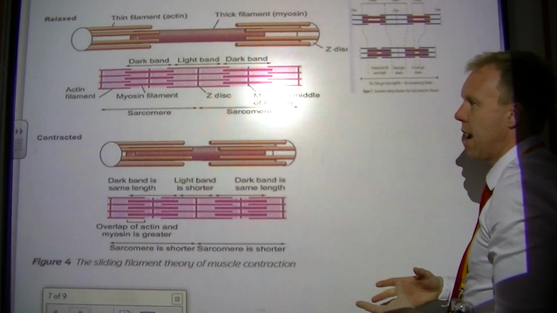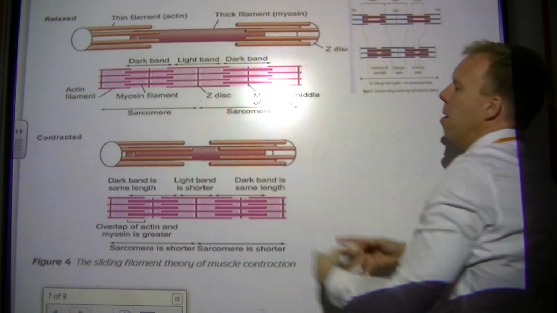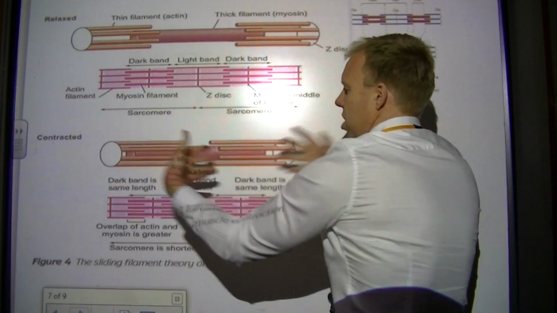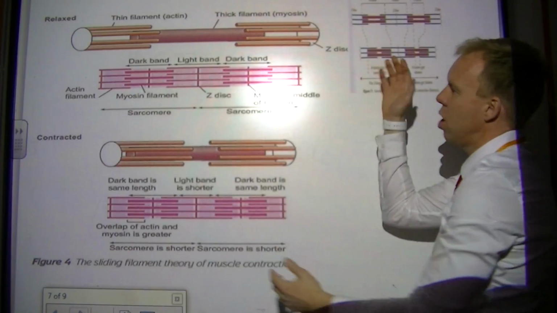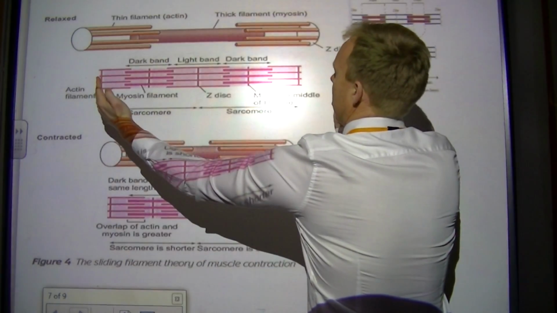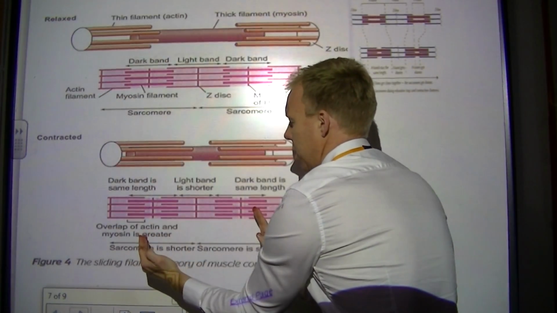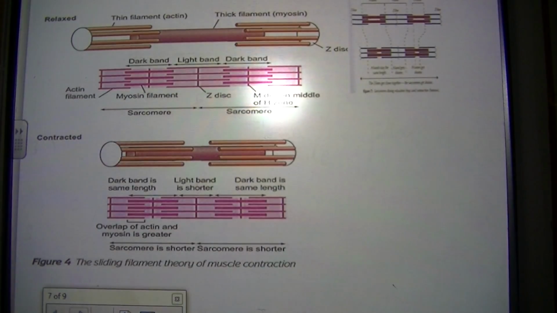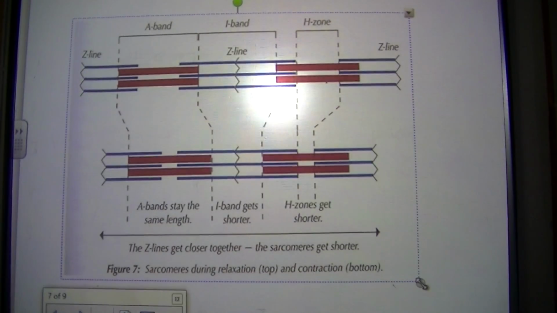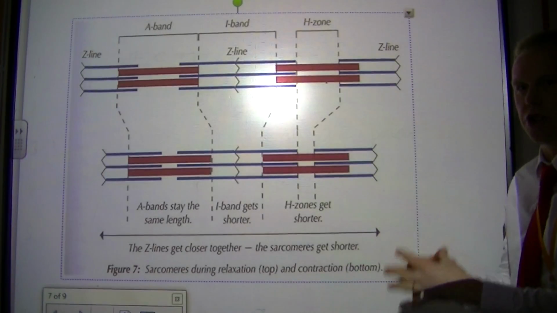Okay, and I've got two diagrams to represent that. Actin sliding over the myosin for muscle contraction. And hopefully you can see that the two sarcomeres were this length and then become shorter at that length. Alright, and there's one diagram there. If I just remove that and try and show you a second way, I hope you can see how it affects the zones we talked about.